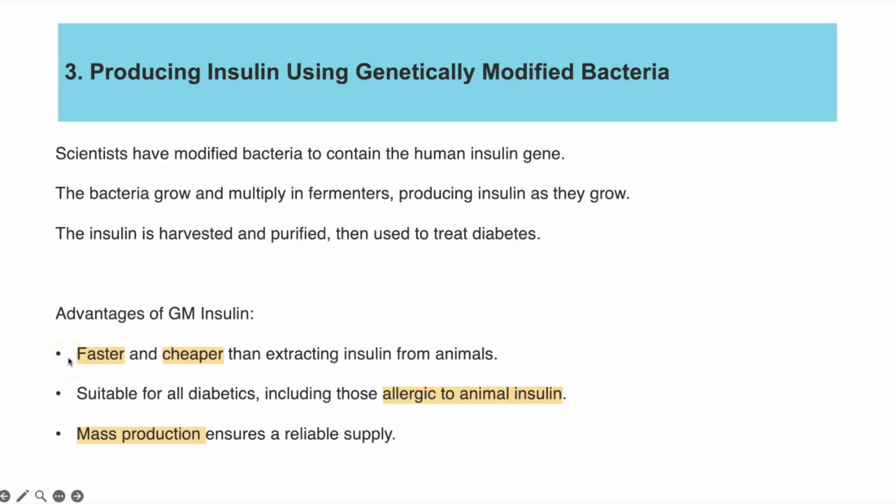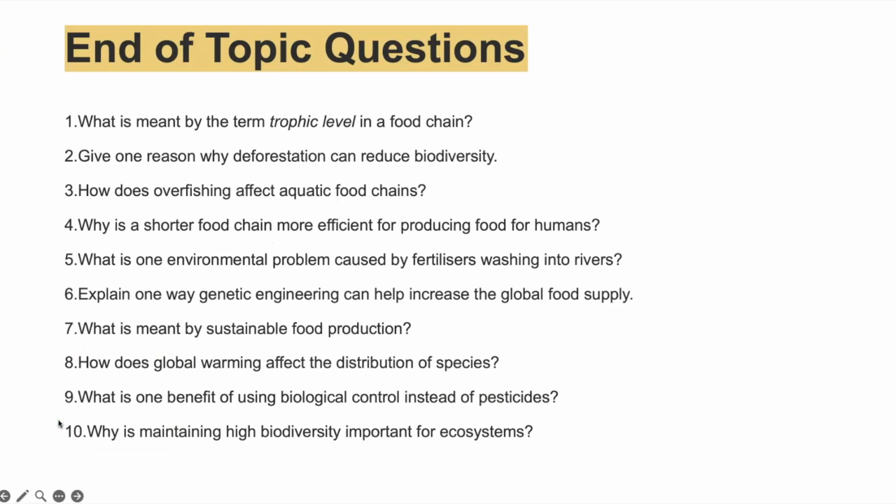And this is an advantage because it's quicker and cheaper to get bacteria to make insulin rather than animals. It's suitable for all diabetics because it means that if you're allergic to the insulin that animals made, you won't be allergic to this because it's actually human insulin. It's just that gene has been genetically engineered to be inside a bacteria. And it can be made in large quantities very, very quickly. So that takes us to the end of topic 7.